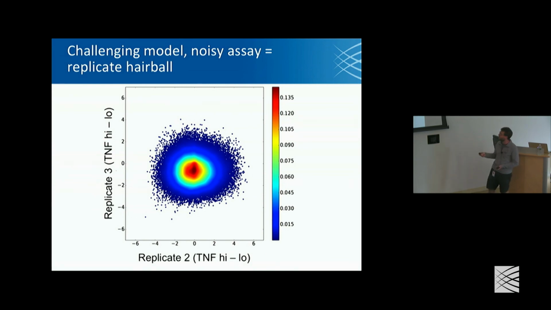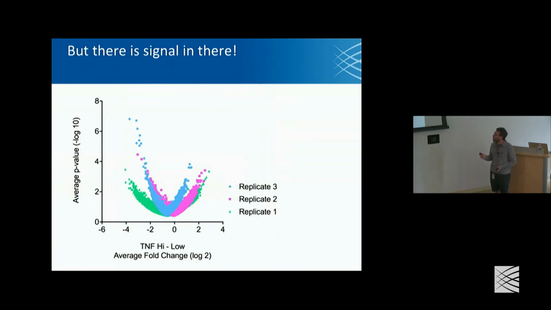Here's the log fold change for replicate 2 versus replicate 3, and it was a complete hairball. Now, I should point out that this is actually not all that uncommon when doing flow cytometry-based screens. Flow screens are very challenging. You probably don't want your first screen to be a flow screen. It's something you want to work up to. But this is what they got. They got a hairball, but not all was lost.